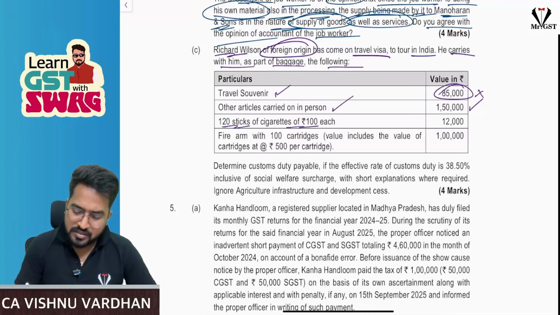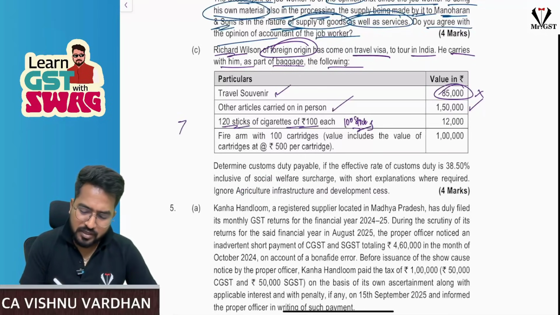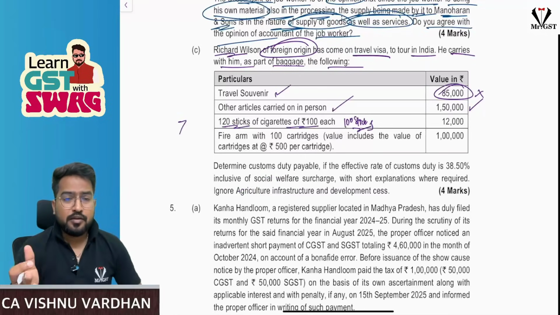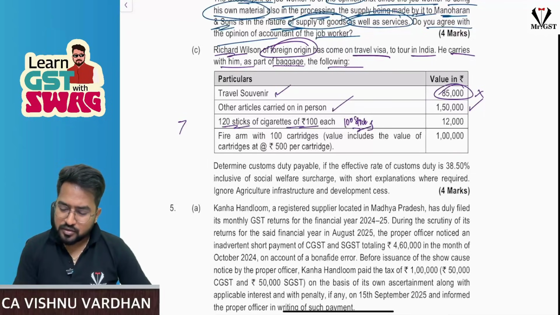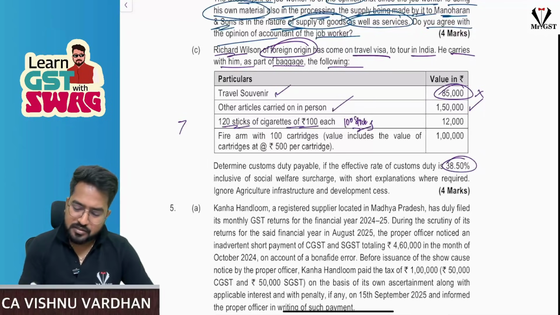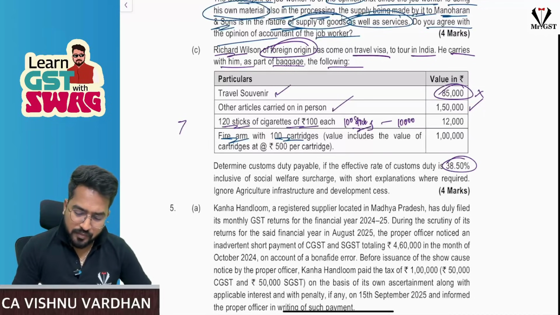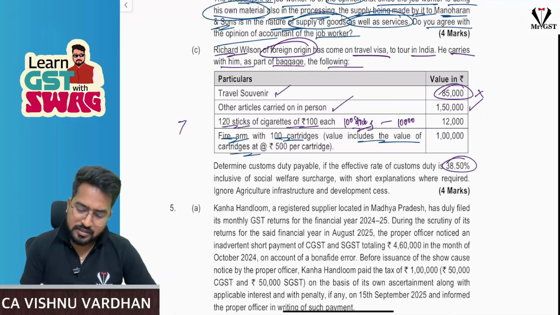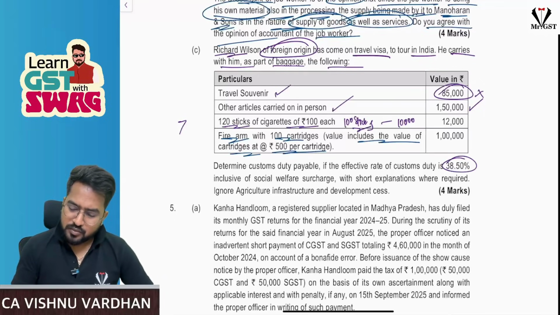Sir, up to 100 sticks you can bring with normal baggage. But more than 100 will obviously not be under normal baggage rules, not under this normal 38.5%, it will be straight 100%. So up to 100 sticks, 10,000, yes, it is normal baggage you can take. Next, firearm with 100 cartridges, where the value includes the value of cartridges at 500 per cartridge. That is 1 lakh actually.